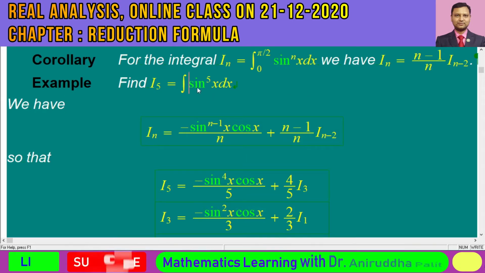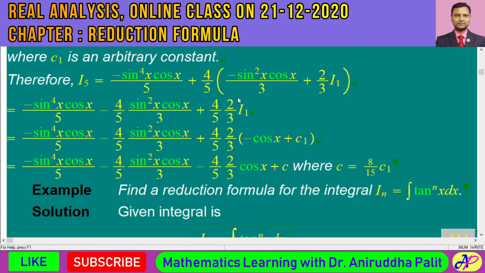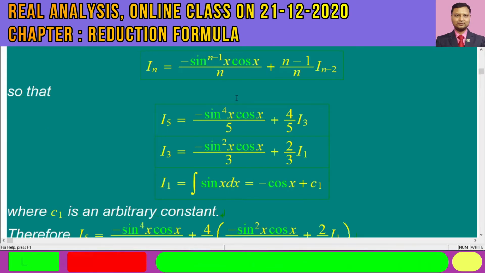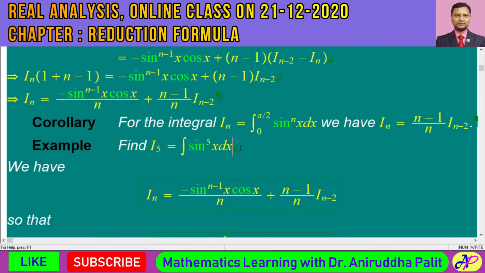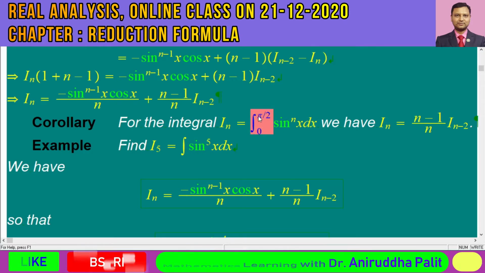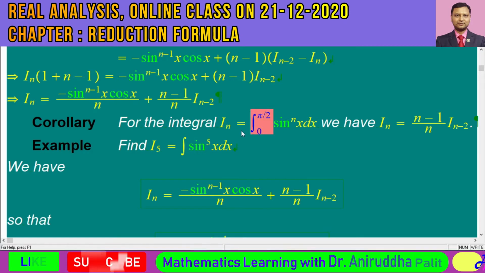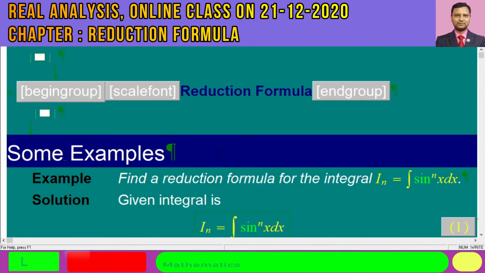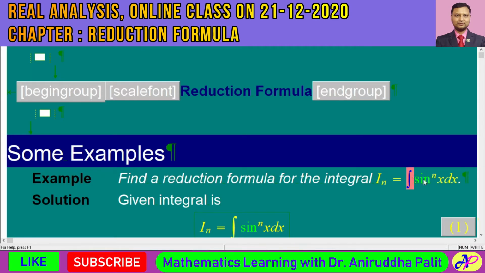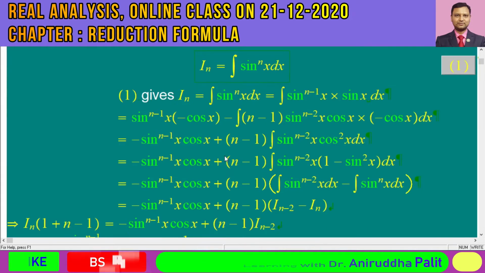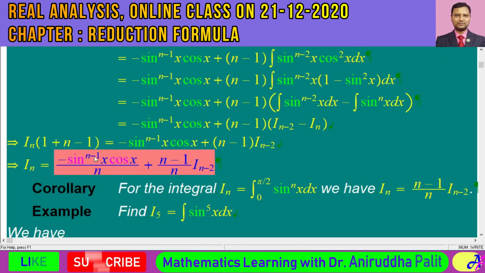Suppose sine to the power of 5 x dx is there, and this is a definite integral from 0 to pi by 2. If we do not have the lower and upper limits, then we have an indefinite integral, and for the indefinite integral we can prove this kind of formula too. I shall discuss all this later on.